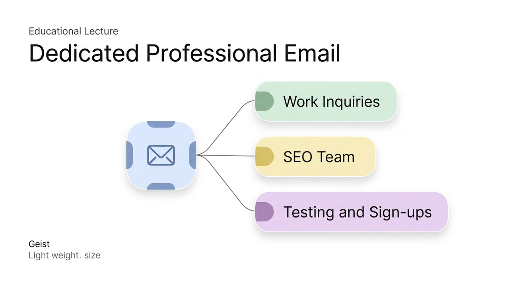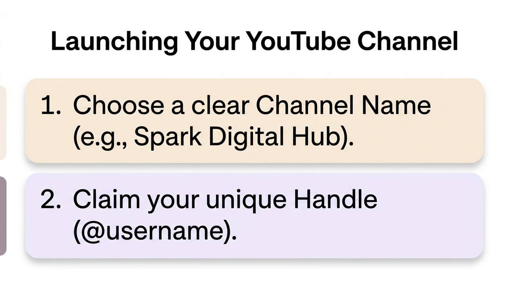You might even want specific aliases for client work, team assignments, or just testing new software, so your main inbox stays perfectly organized. Now, let's dive into YouTube. When creating your channel, pick a clear, brand-aligned name, like Spark Digital Hub. Immediately claim your handle or username. This handle is how people will tag and find you, so keep it as clean and recognizable as possible.